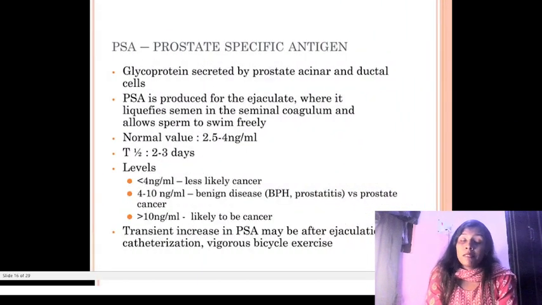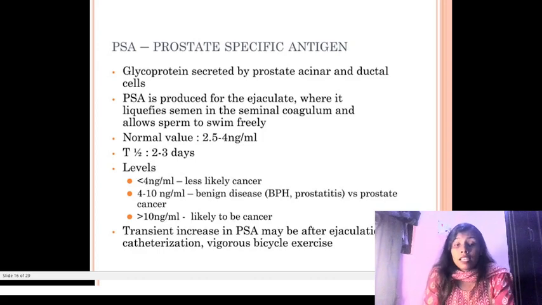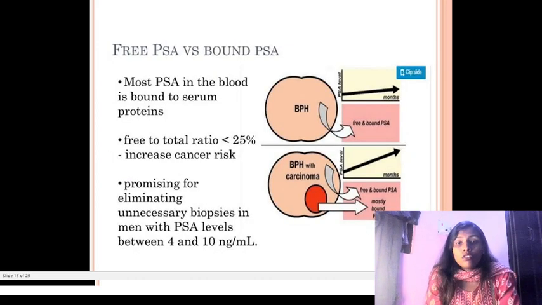Next is PSA. PSA is very important. It is known as prostate specific antigen. Usually this level is high when a patient has BPH, that is benign prostatic hyperplasia. So the PSA level is high in case of BPH and so on. You can see in this image we have a BPH patient. When there is cancer, the tumor marker is PSA.